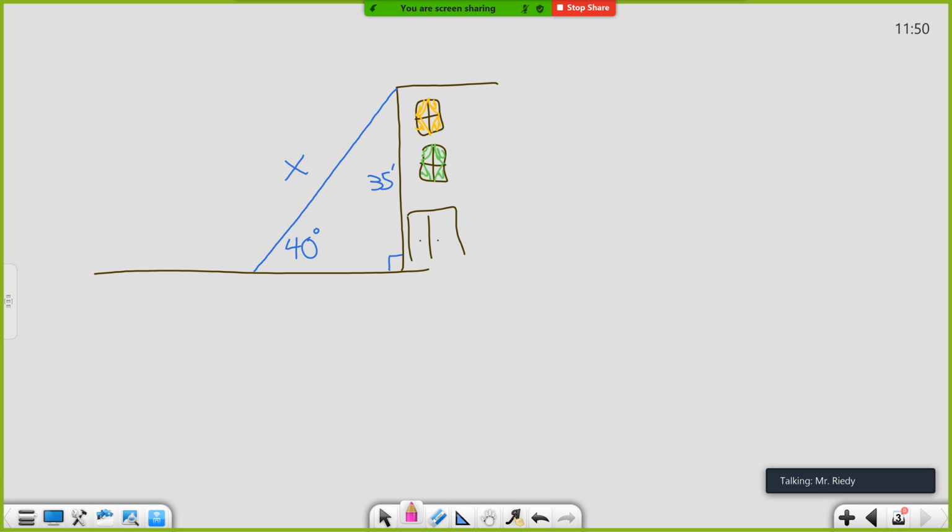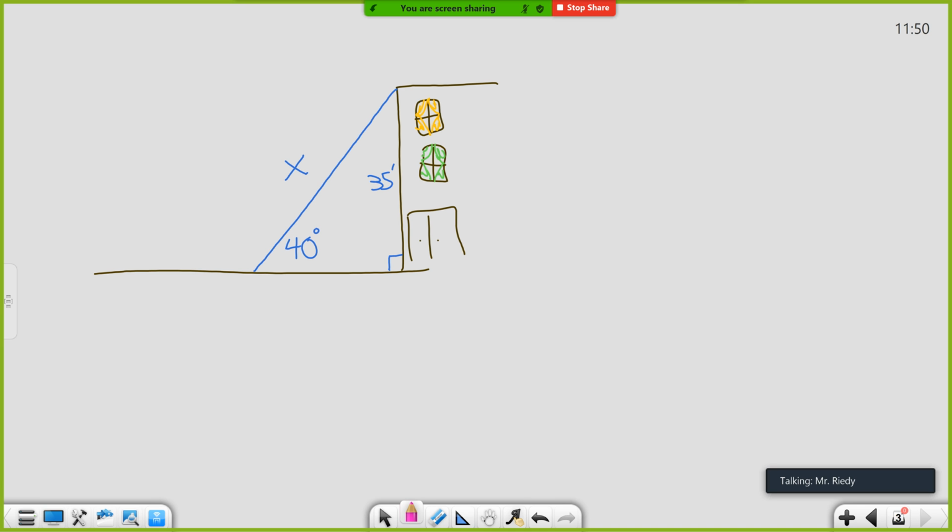All right, Aiden, you're up. What do you got? I'm pretty confused. Okay. What have you done so far? I pretty much just named all the numbers. Okay, good. Let's start with that then. So we already cheated. Nora told us that x is the hypotenuse. The 35 feet, is that opposite or adjacent? Adjacent. No. Opposite, because it's across from the angle.